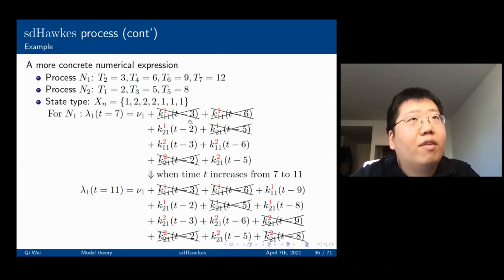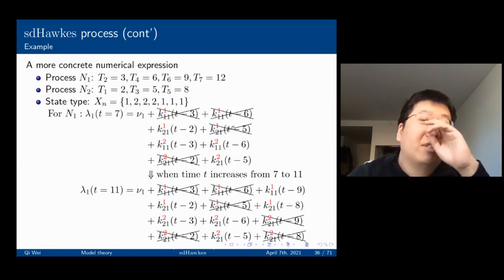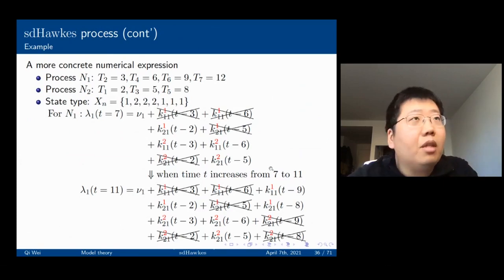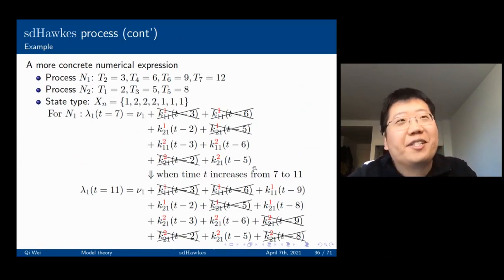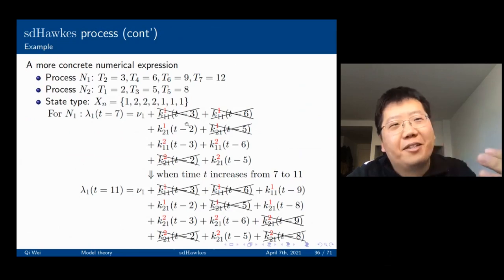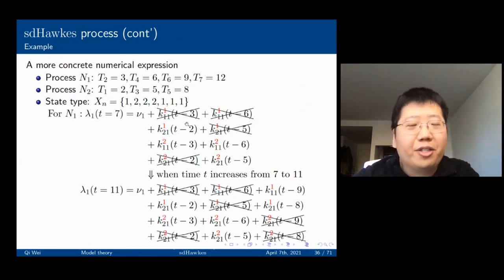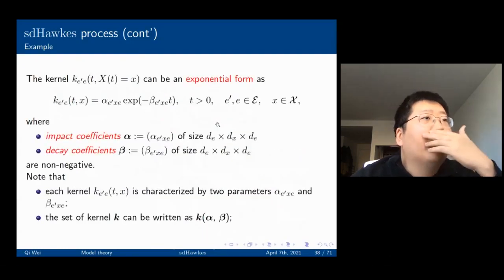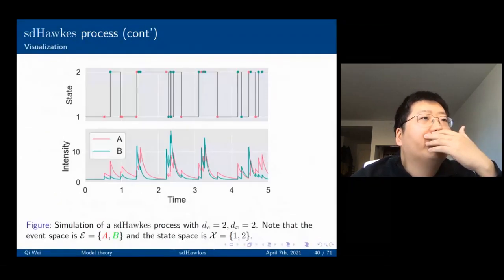For this event, we check the state. If the state is 2, we only keep this term. We only keep the term for state 2, and just cross out the other part. I put this because it's easier to understand. First we expand it and then remove the parts which do not qualify. The same for this part.